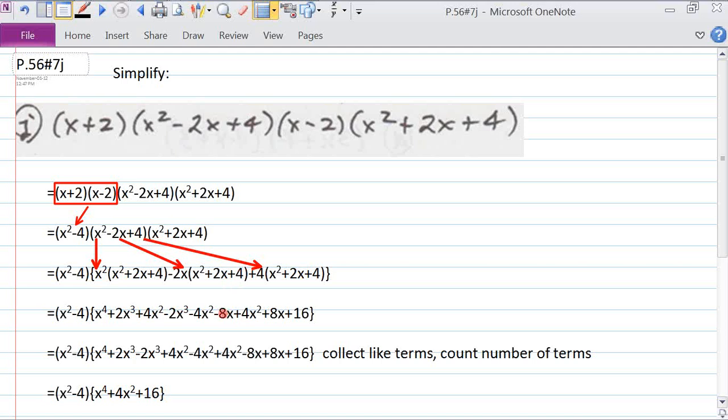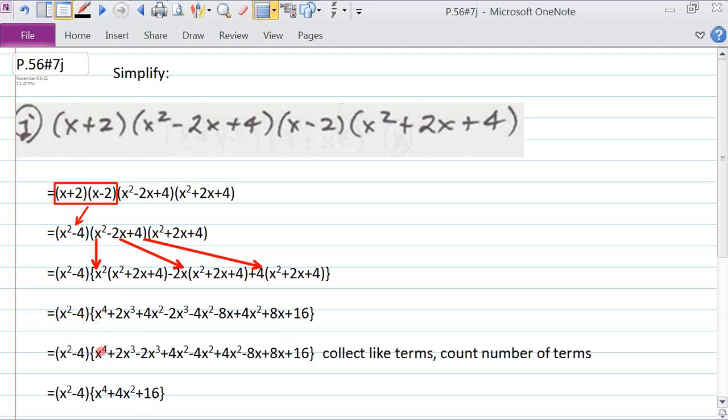Now, we still have to remove this one, so 4 times x squared gives me 4x squared, plus 4 times plus 2x gives me plus 8x, plus 4 times plus 4 gives me 16. So now I'm going to look at the contents of this and write it in descending powers of x. So x to the fourth here is this. This stays the same, so I haven't touched that.